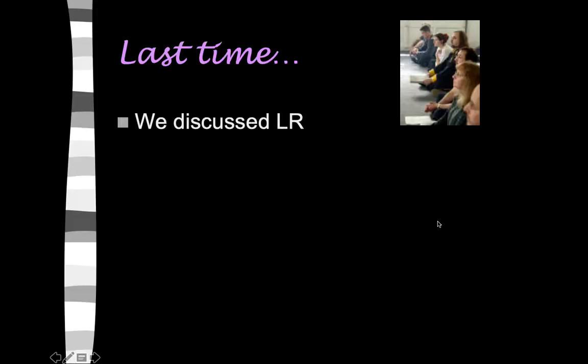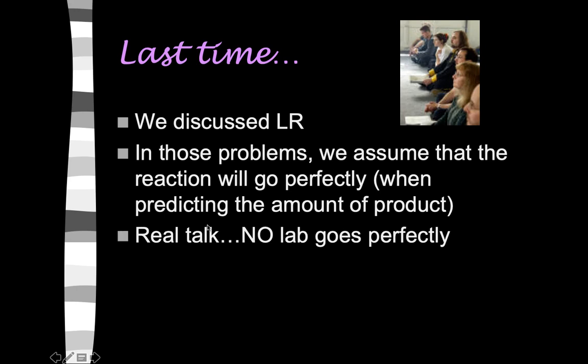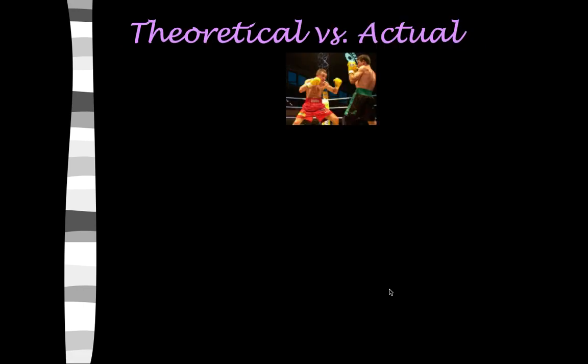All right, so last time we talked about this thing called limiting reactant. In those limiting reactant problems, we were getting theoretical answers, meaning that in theory, like if everything was perfect, when predicting the amount of product. But real talk, we know that no lab ever goes perfectly. Even if we get very good results or expected results, there's never going to be a perfect lab situation. So that's where today's topic comes in. It's thinking about, well, it's not perfect, but how close to perfect is it? That's what the percent yield topic is kind of thinking about.